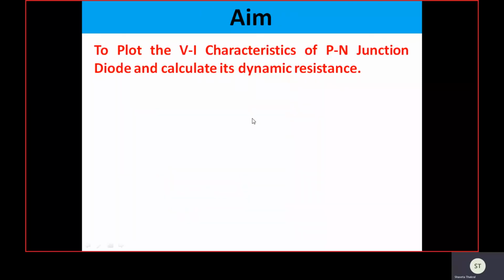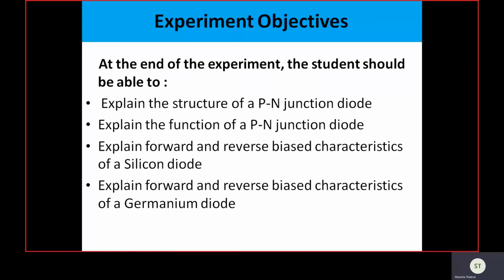The aim of the first experiment is to plot the VI characteristics of PN junction diode and calculate its dynamic resistance. The objectives of this experiment are, at the end of the experiment, the student should be able to explain the structure of a PN junction diode, then the function of PN junction diode, then explain the forward and the reverse bias characteristics of silicon diode as well as germanium diode.